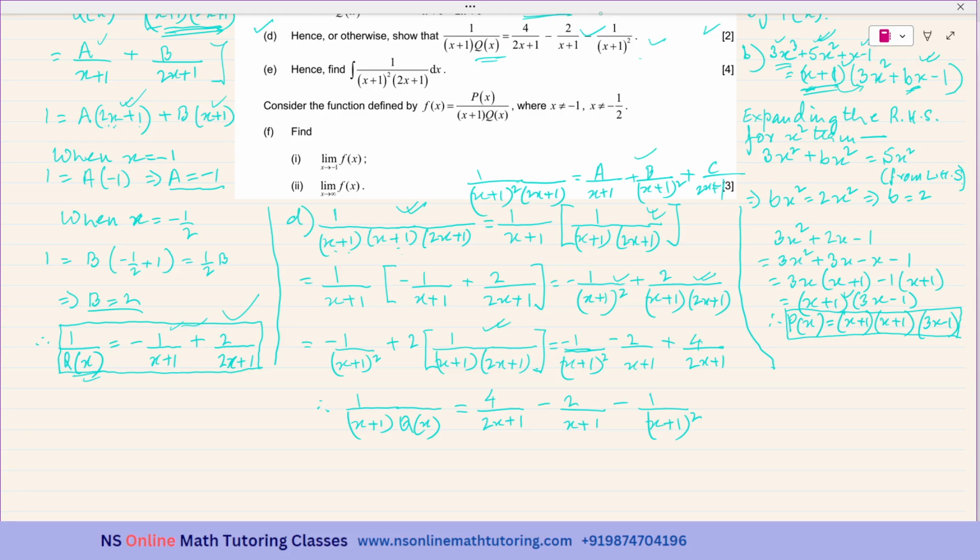You can do it this way because they have set "hence or otherwise." You can start from the very beginning and get the values of a, b, and c separately, or you can use the previous subpart to get the answer of this subpart. Okay, and this is shown.